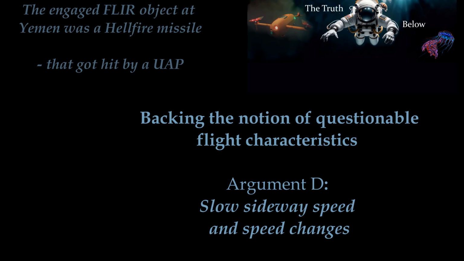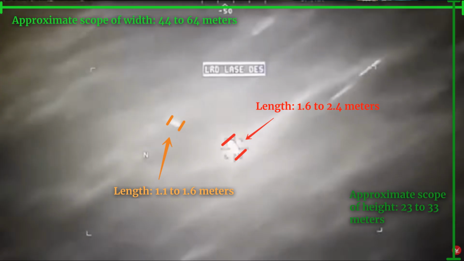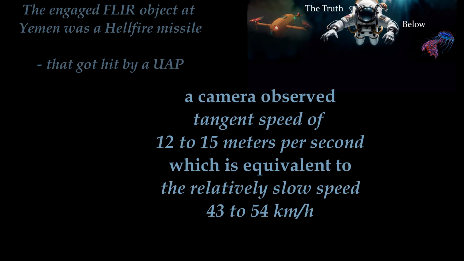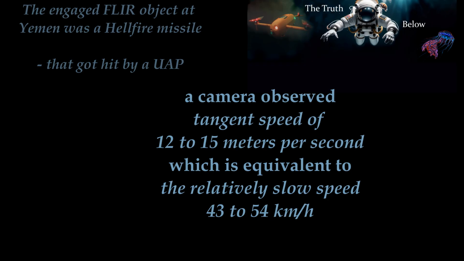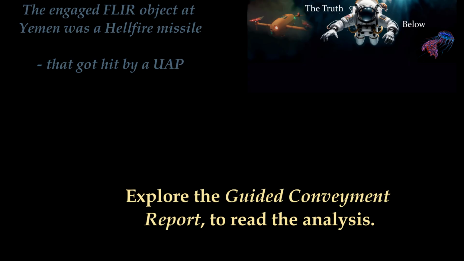The next argument revolves around the slow sideways speed and speed changes. Judging the dimensions by the camera's zoomed scope, the travel distance from the top left corner and on towards the moment of impact is roughly estimated to be a distance of around 25 to 30 meters. As such, we get a camera observed tangent speed of 12 to 15 meters per second, which is the equivalent to the relatively slow speed of 43 to 54 kilometers per hour. But if the forward/parallel speed is more than 200 kilometers per hour, as argued in the prior section, this speed estimation requires a much more sturdy analysis.